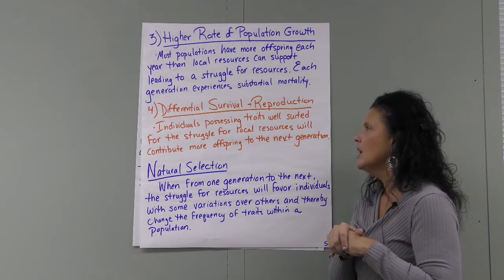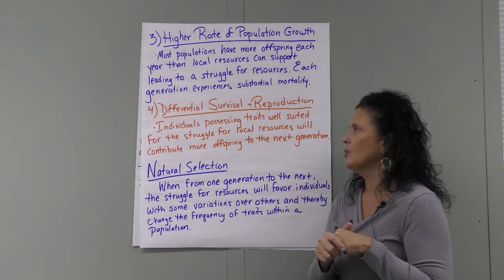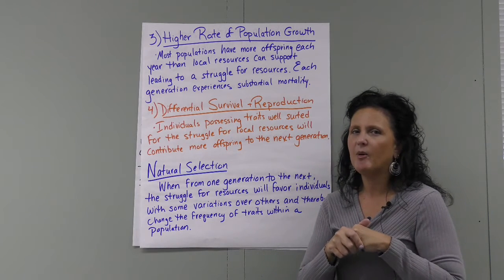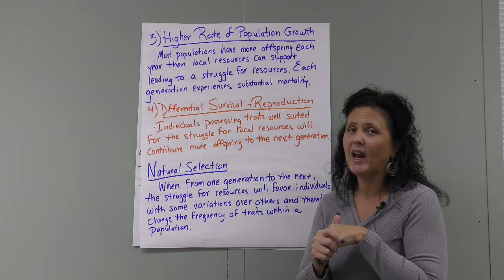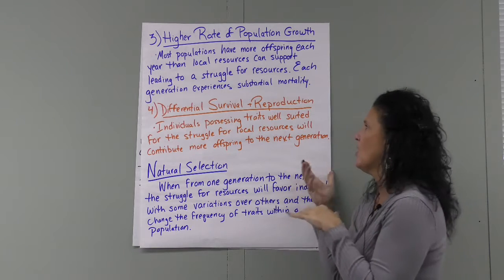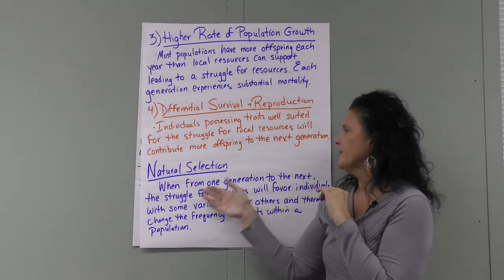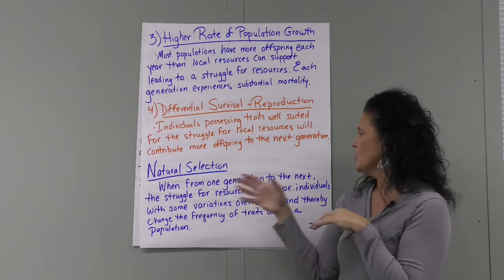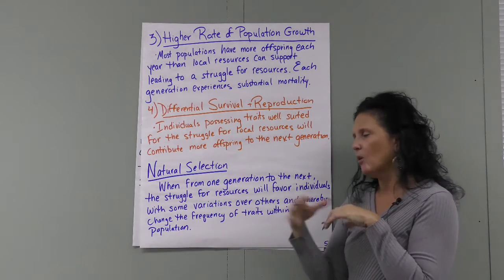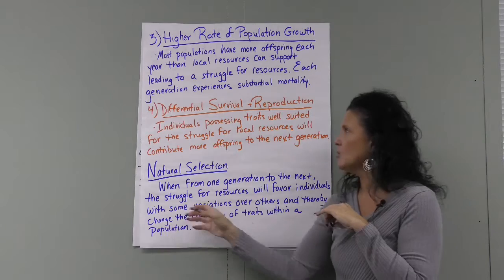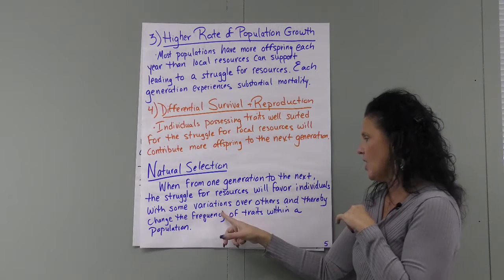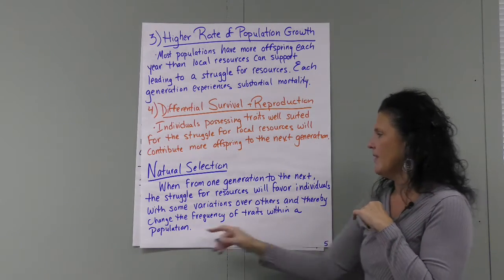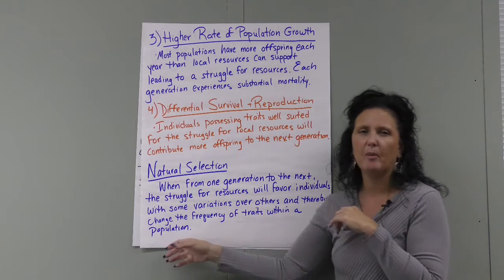That would be like if you were out hunting and the guy that had the bow and arrow caught more than you did with your hands, right? Those are resources that we're talking about here. So natural selection, we have one generation to the next. That struggle for those resources will favor individuals with the variations that we talked about, over others, and then change the frequency of the traits within a population.